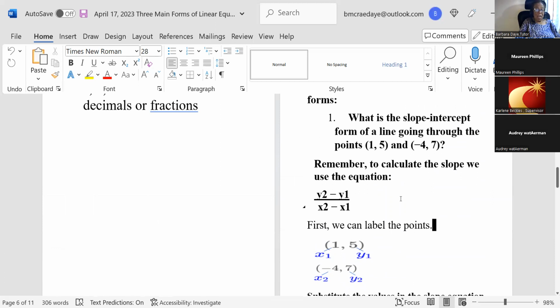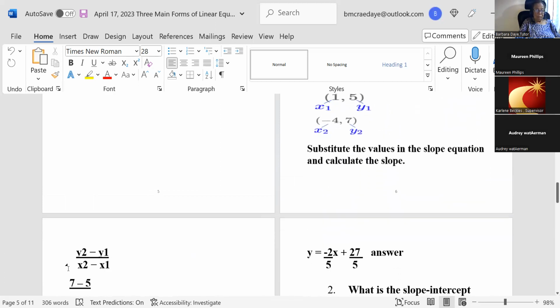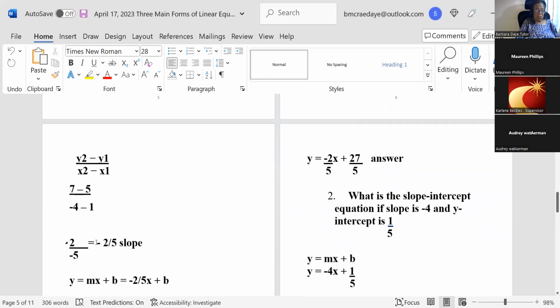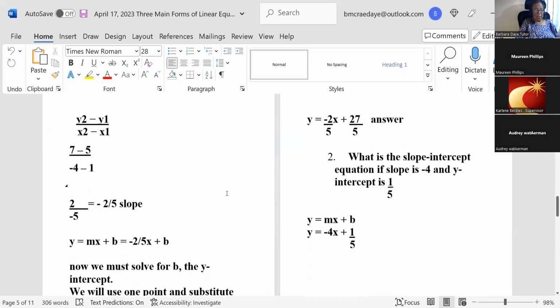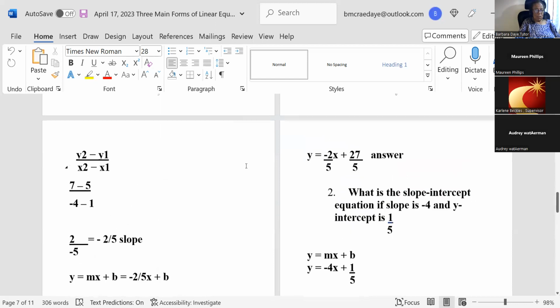So we found the m, and we have to find the b. We found the m, and the m was -2/5. Now we want to find the b. We can just take one set of points and substitute those points in. You could take whichever set of points you want to take.